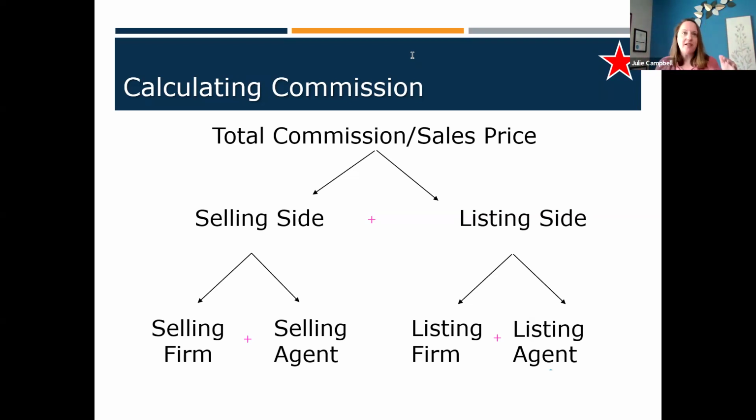And every time you come down a tier, it's safe to say we've got to pick up a calculator. So these are going to be multi-step problems. You may first have to find the side's commission or the firm's commission, and then split it again between the firm and the agent.